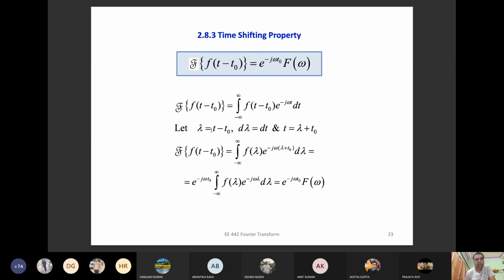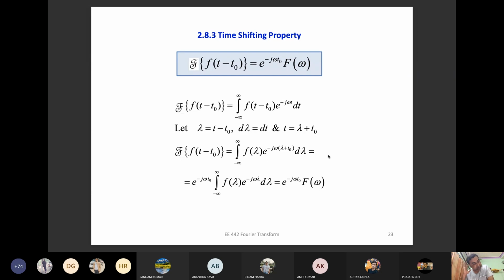Make the substitution λ = t − t0, therefore dλ = dt and t = λ + t0. Then the Fourier transform of f(t − t0) equals the integral from minus infinity to plus infinity of f(λ) e^(−jω(λ + t0)) dλ, which equals e^(−jωt0) times the integral of f(λ) e^(−jωλ) dλ, which equals e^(−jωt0) F(ω).